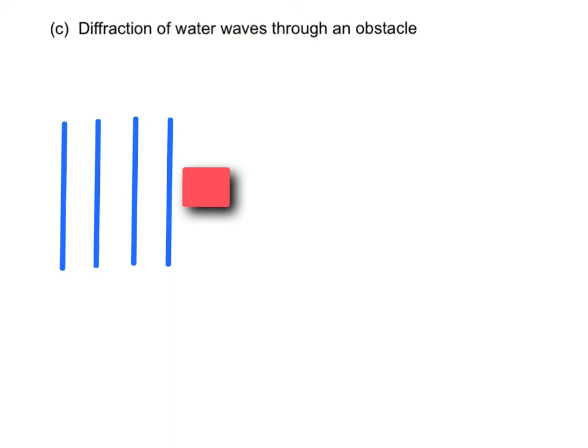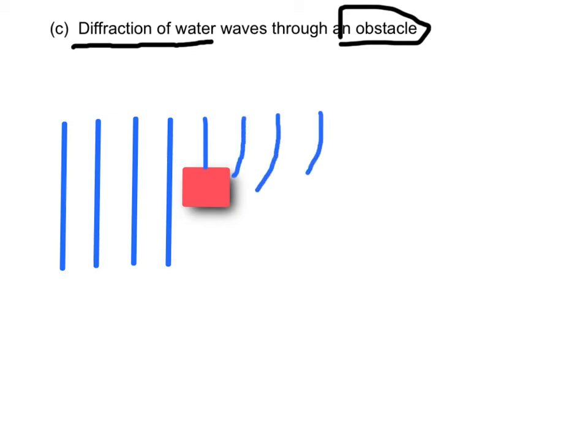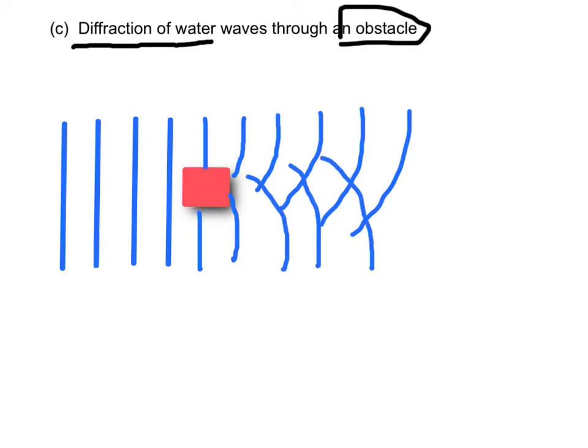When water waves pass through an obstacle, the wave front will bend at the two edges. Hence, the water wave still deflects in the region near the middle.